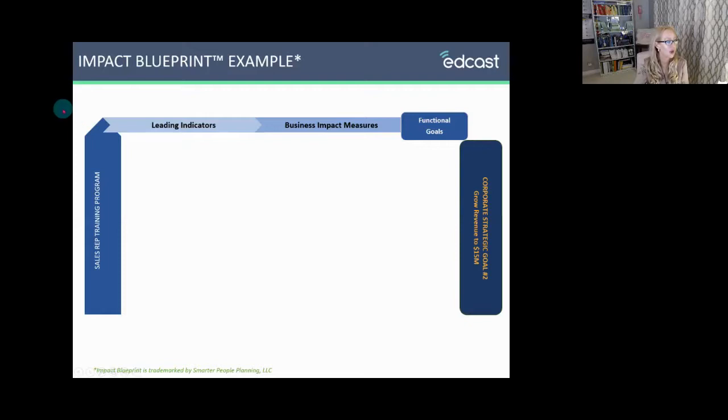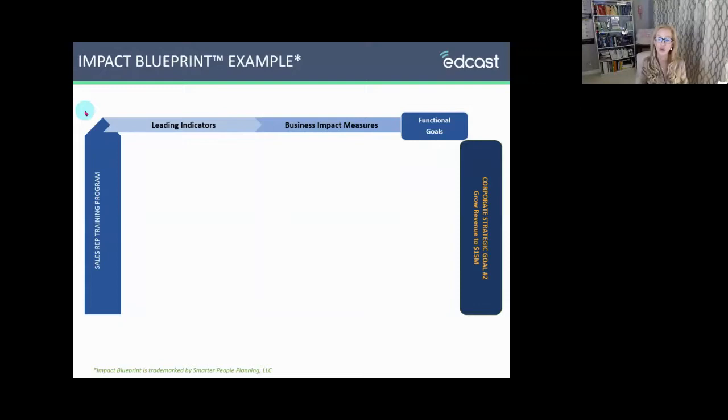Okay, so what I want to do now is walk you through an example of an impact blueprint. And this is with a known investment. And I chose something that's easier to think about. So I always say, okay, let's start with measuring sales, right? I mean, sales it's easy to measure, right? You guys are going to say, Stacey, why'd you pick something that's so easy? Duh, that's easy for a lot of people to do. I want to show you something that's easy conceptually to understand through a sales training program.